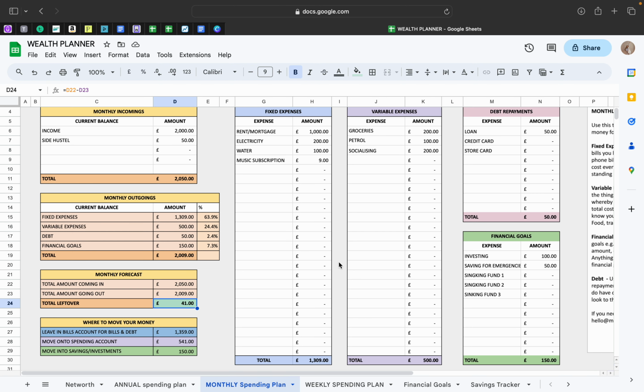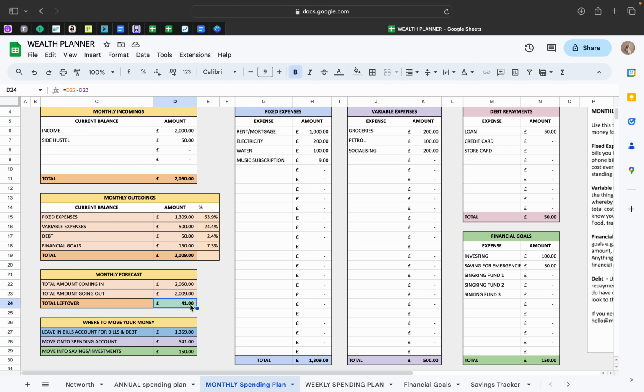So in this scenario, it's going to tell you to leave nearly £1,359 in your bills account, which is all of your bills plus your debt. Here it says move into your spending account. That's all of these things you've guessed and estimated that you're going to spend for the month, plus what is left over. So it's saying £500 for the things you've budgeted and the £41 that's left over as extra, and that's going to be combined, and that's what's going to tell you to go onto your spending account. And then over here, the 150, which is from your financial goals.